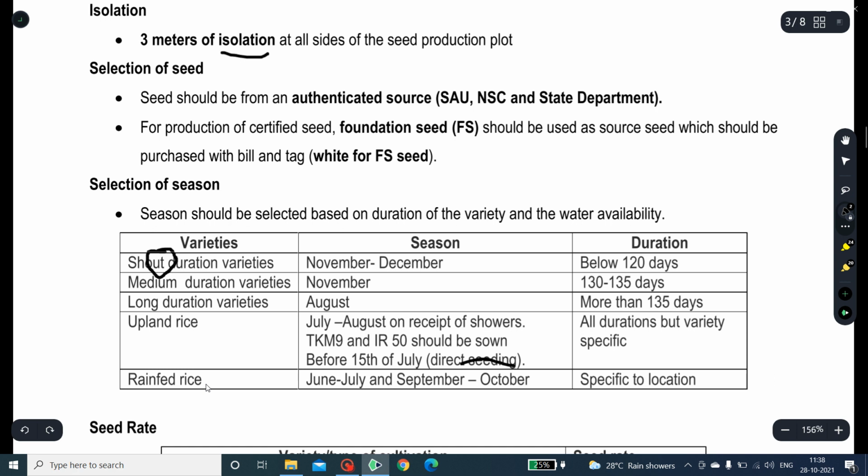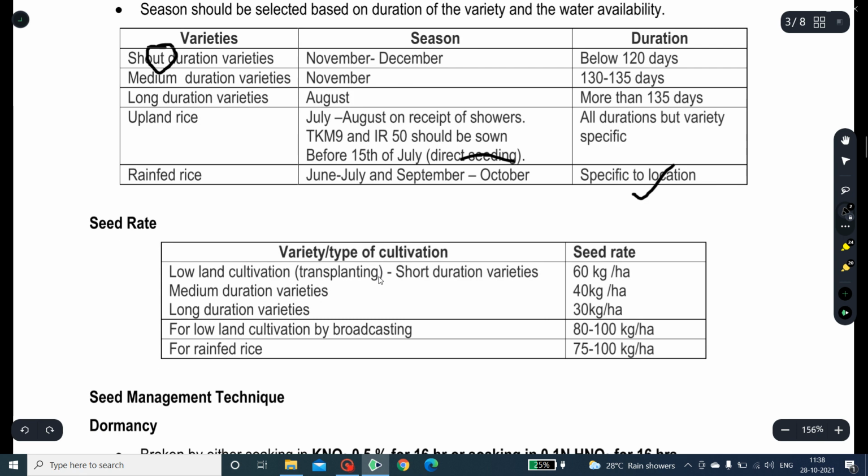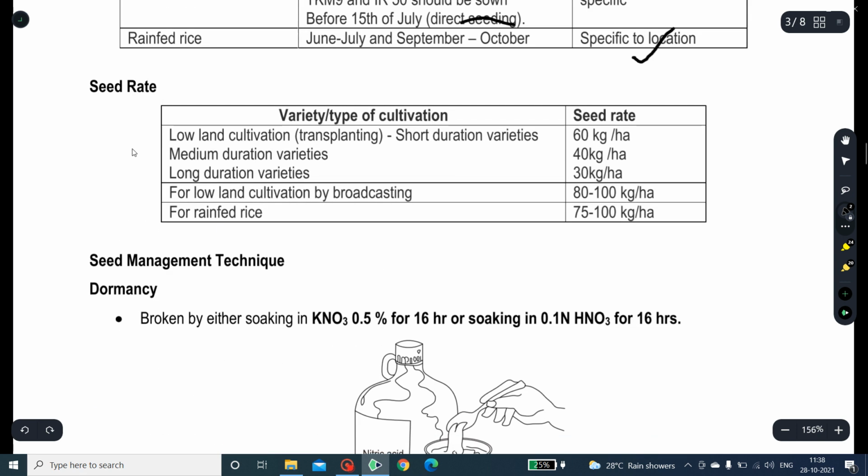And in case of rain-fed rice, the season is June, July or September to October, and it is specific to location. In case of seed rate, the short duration varieties need 60 kg per hectare, medium duration 40 and long duration 30. In lowland cultivation by broadcasting method, it needs 80 to 100 kg per hectare. For rain-fed rice, 95 to 100 kg per hectare.